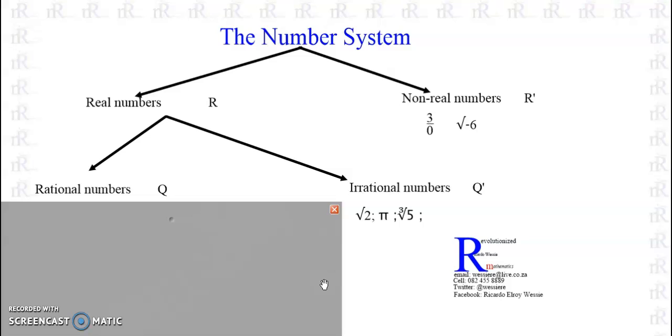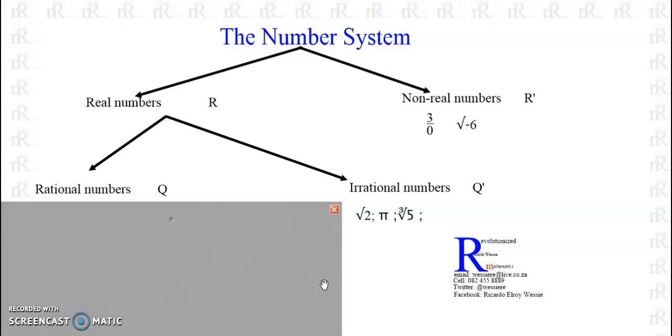And this includes roots that do not have a real or a rational solution. For example, the square root of 1, that has a real solution, which is 1. The square root of 4, which is 2. The square root of 9. The square root of 16.